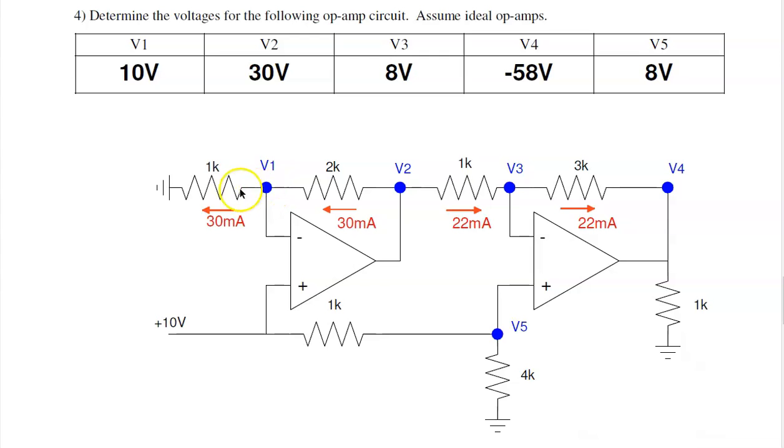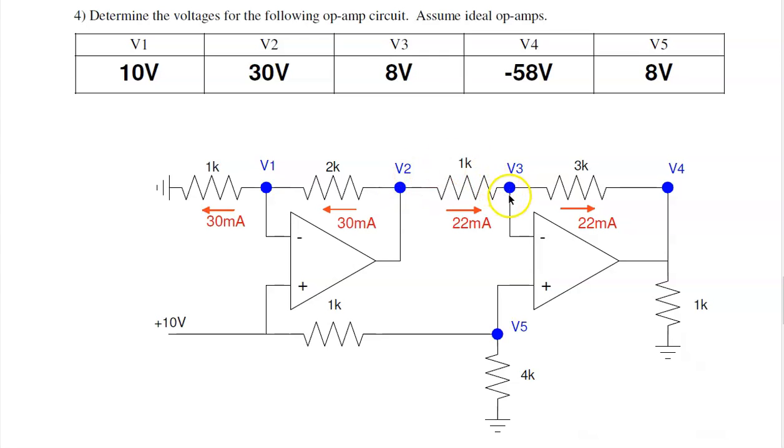Now, if I have 10 volts across 1K, that is 10 milliamps. This is also 10 milliamps. 10 milliamps times 2K is 20 volts, so 10 volts plus 20 volts is 30 volts.